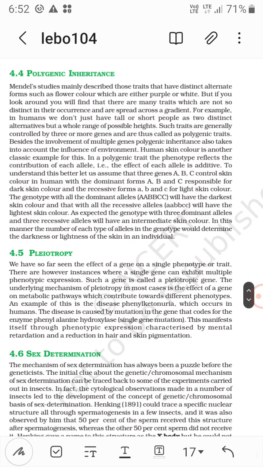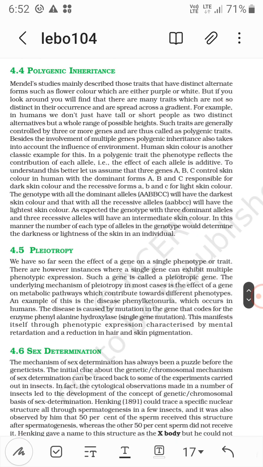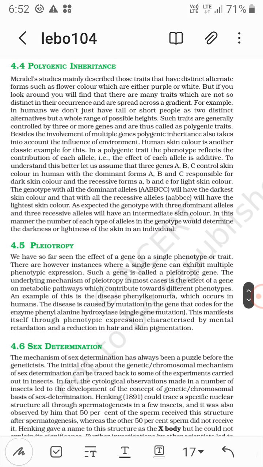Besides the involvement of multiple genes, polygenic inheritance also takes into account the influence of the environment. Human skin color is another classic example of this. In a polygenic trait, the phenotype reflects the contribution of each allele. That is, the effect of each allele is additive.